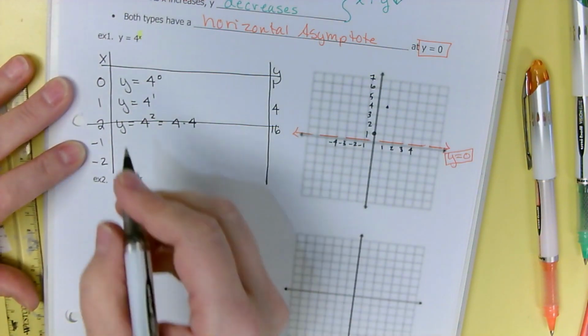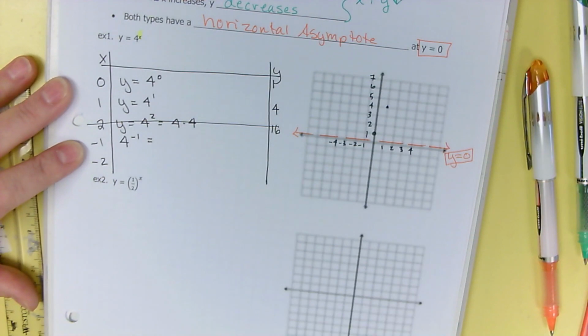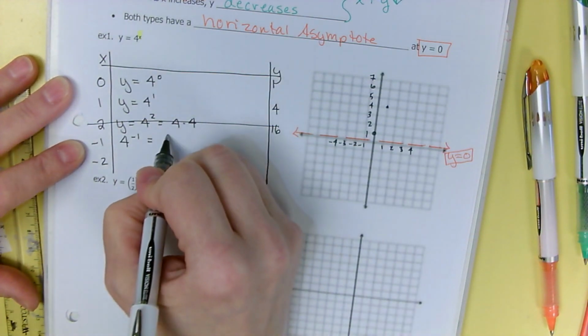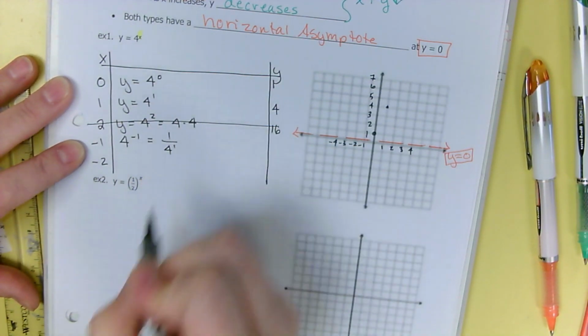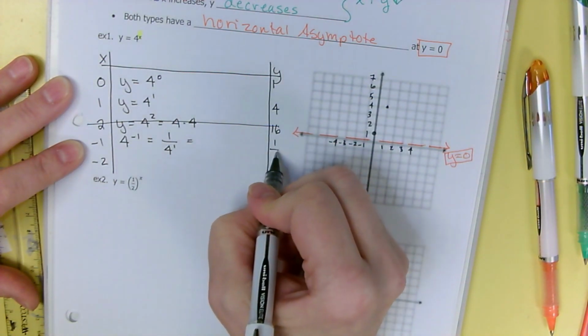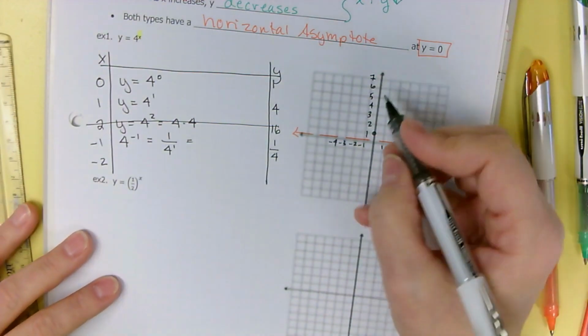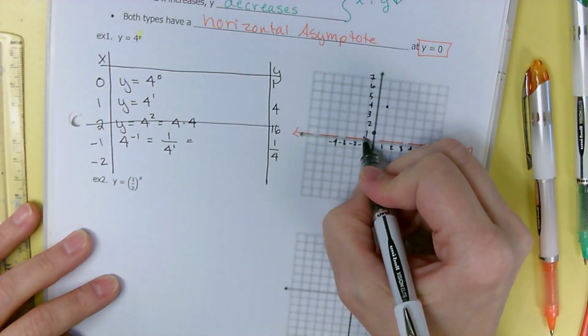Okay, now we're going to do -1. 4 to the -1. That's a negative exponent, so flip it. You get 1 over 4 to the positive 1, which is just 1/4. Now, these numbers get really small really fast, so you have to approximate the position of 1/4.